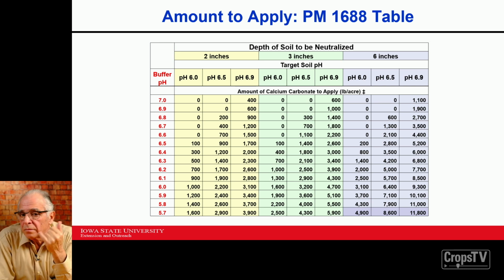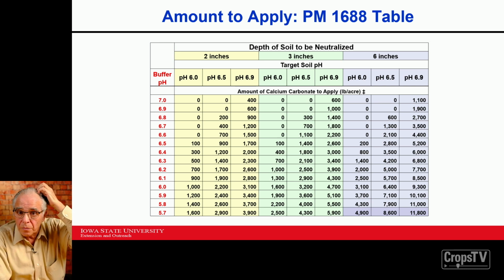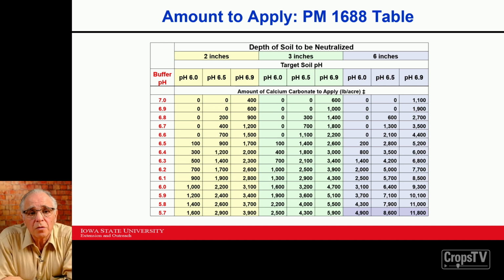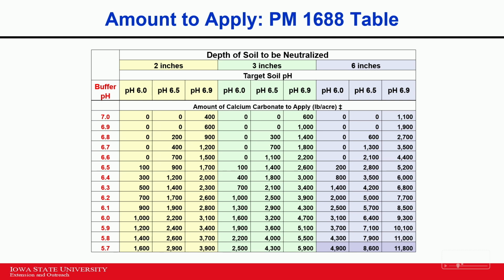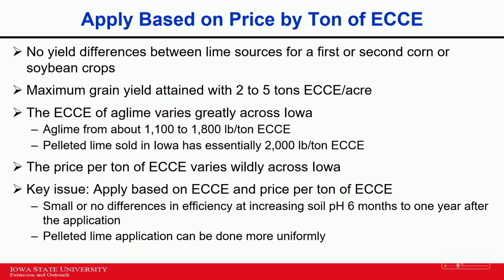This is a table. Of course, you cannot see these numbers very well, but this is the table in PM 1688 that we have according to buffer pH, okay? And then several options for how much ECCE, or pure calcium carbonate, should be applied for different sampling dates, and different target pH because of the different crops.